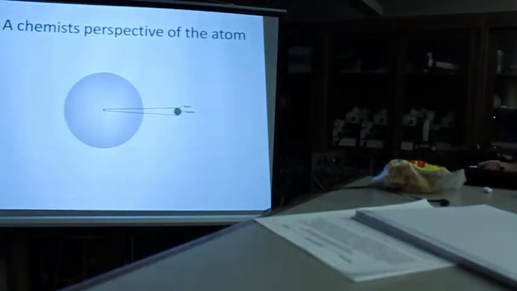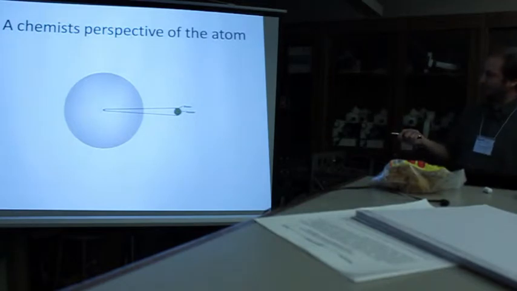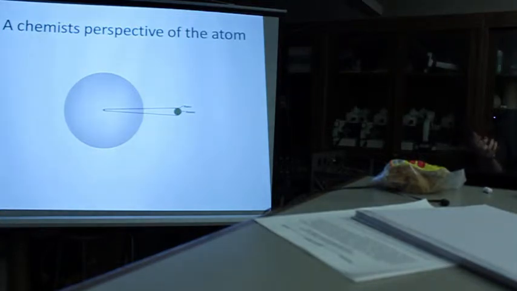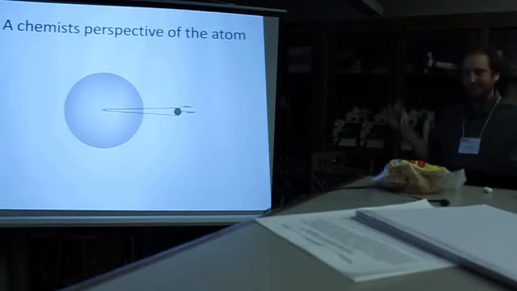So, the chemist perspective though, this is where you want to end up when you're thinking about an atom. We have a nucleus, this very small, very dense portion, which is where our protons and neutrons are. Remember, those are by far the majority of the mass of the atom. And then we have electrons flying around outside of that.